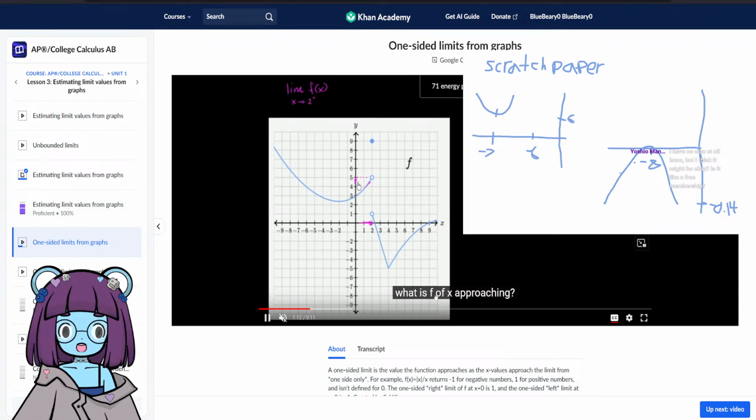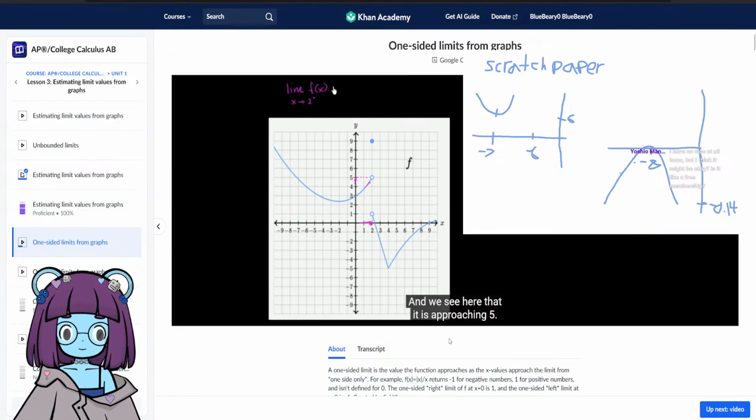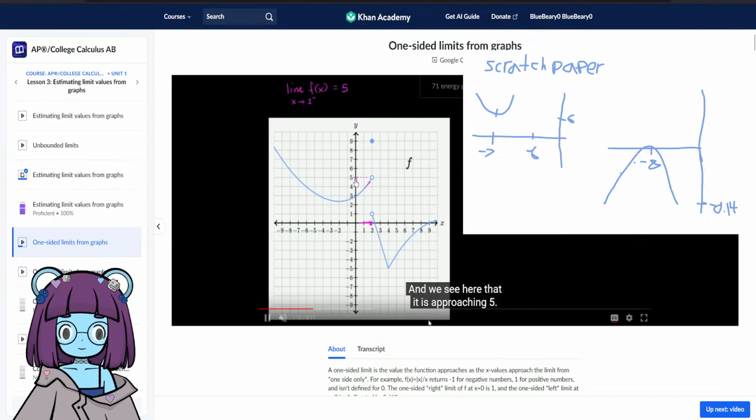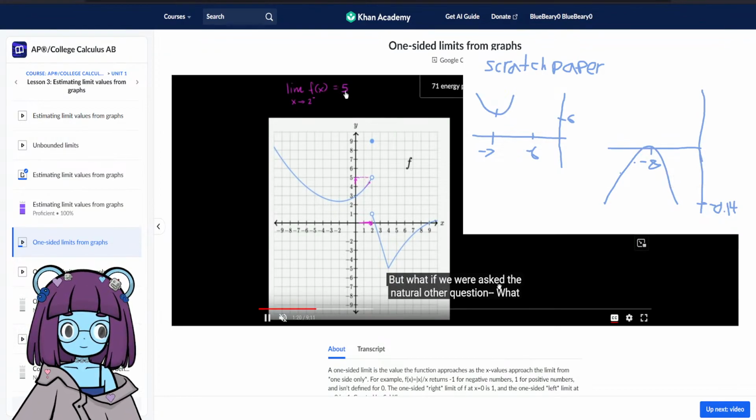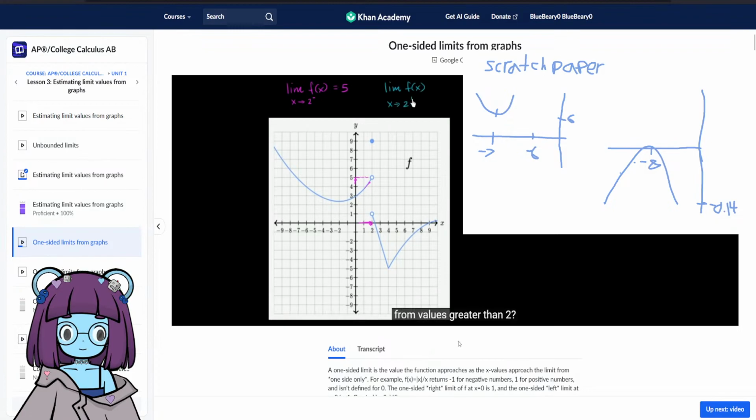I'm just gonna read the subtitle. And we can see here that it is approaching 5 from the left. But what if we were to ask the natural other question, what is the limit of f of x as x approaches 2 from the right? So this little superscript approaching from the right direction. Okay.